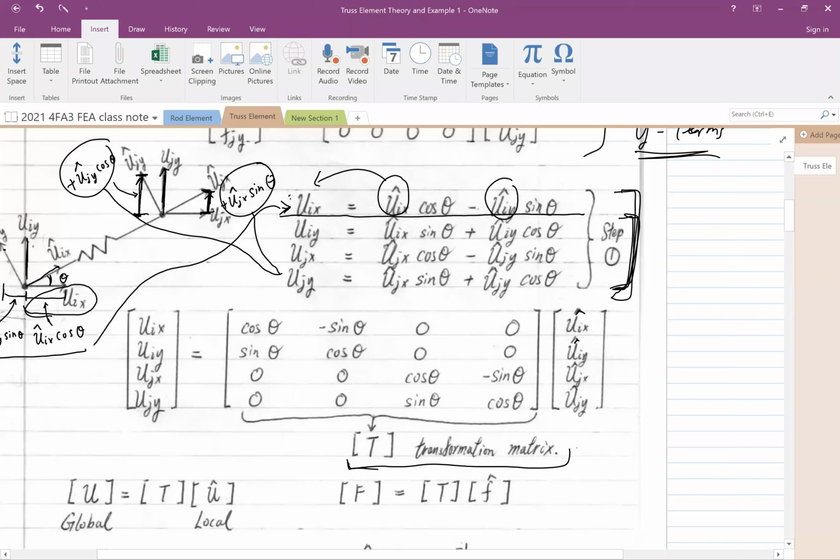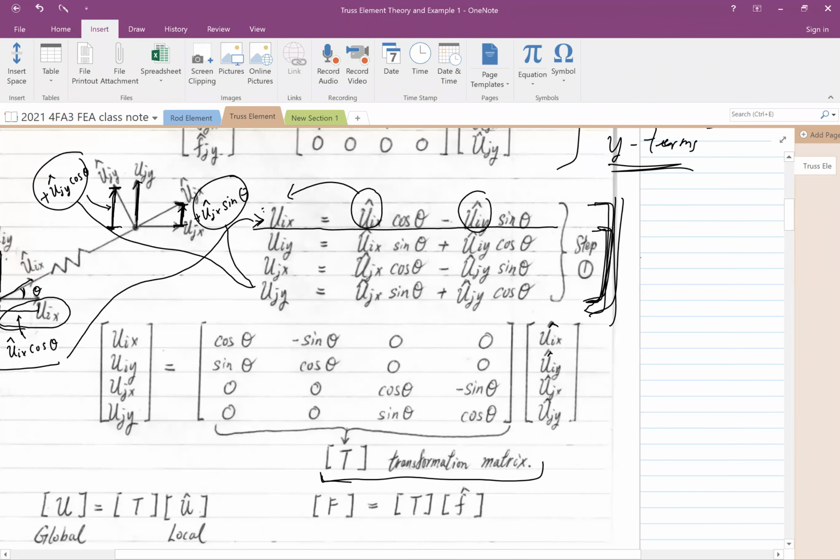Okay. In this note, I explained to you how to develop the transformation matrix. But in the test or midterm test, do not develop this for me. This is just a development, okay? Don't write this on the exam, because in a test or exam, you must know how to use the T matrix.